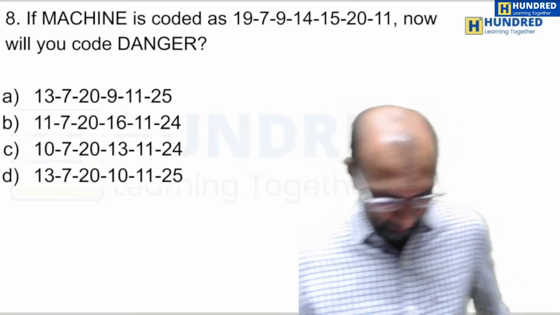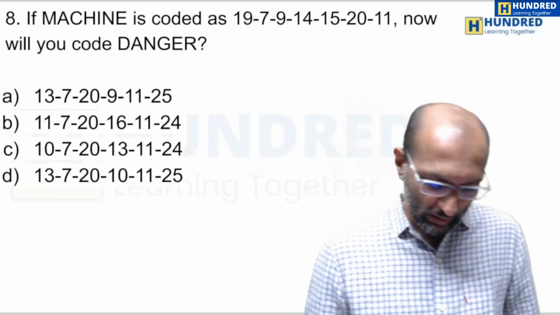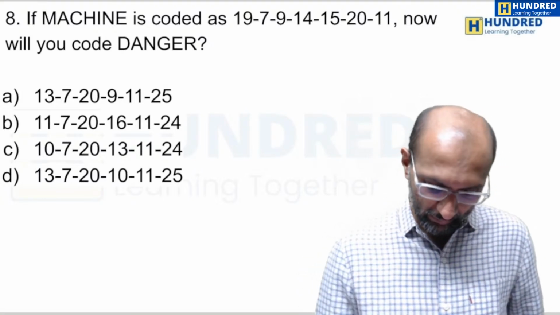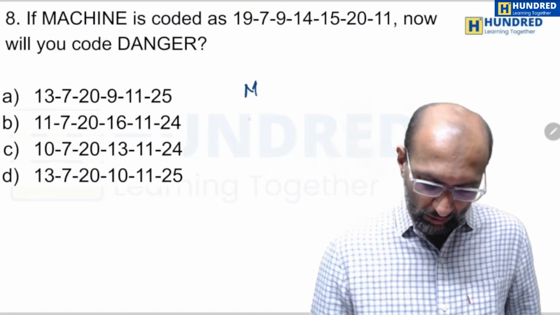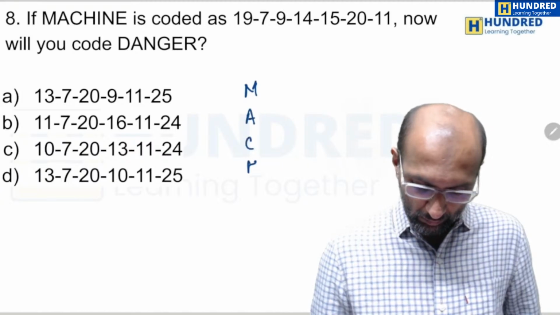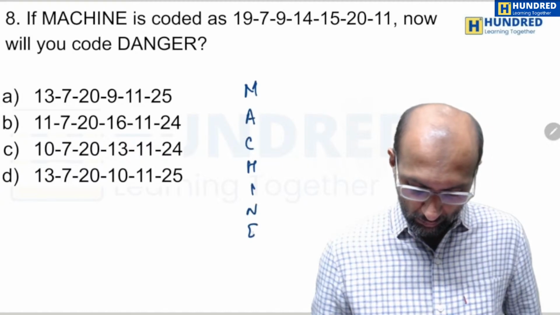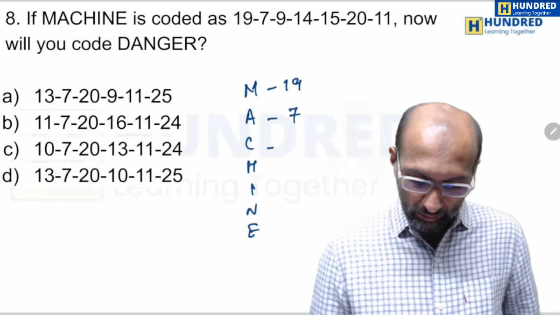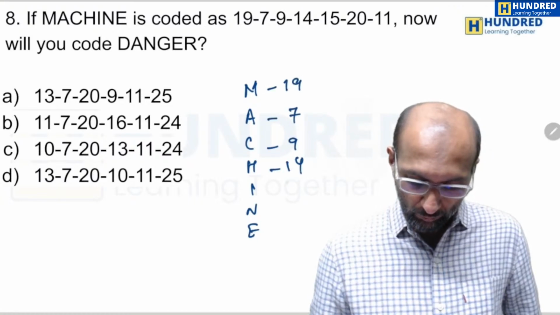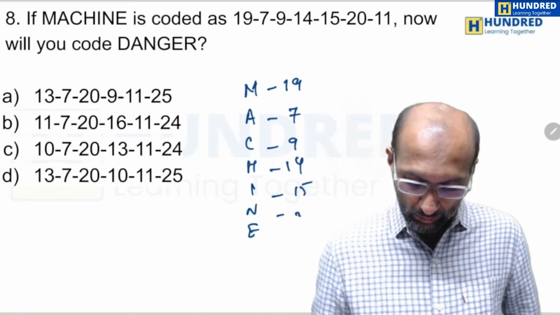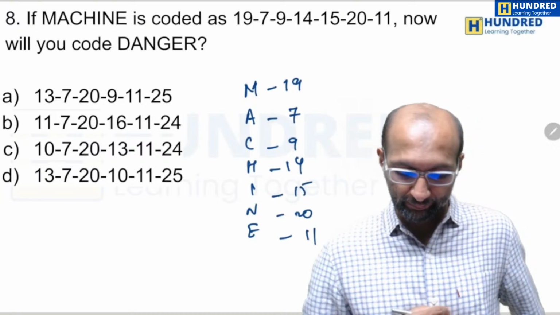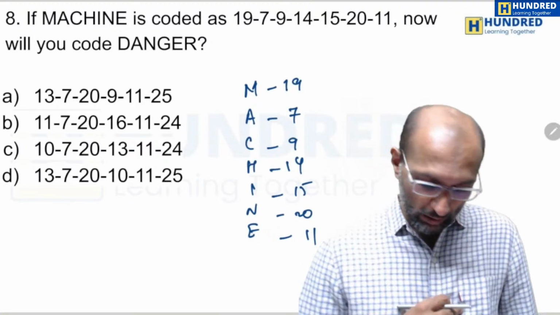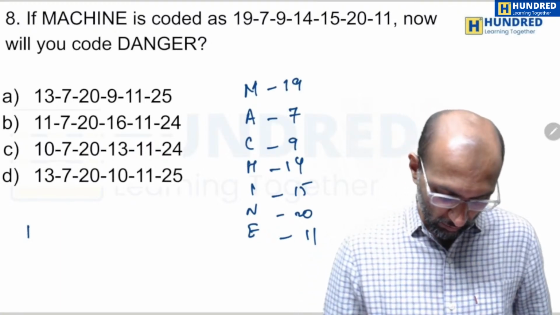Okay, so let's try solving. Look at what they have said here. So machine, okay, so 19, 7, 9, 14, 15, 20, 11. The pattern. Okay, so they have asked us what will be danger.